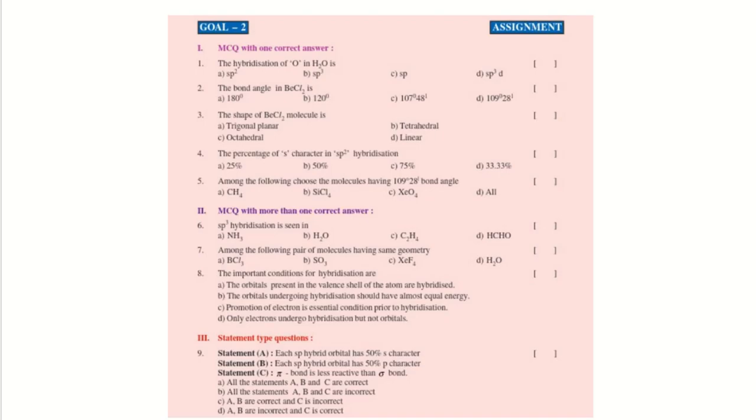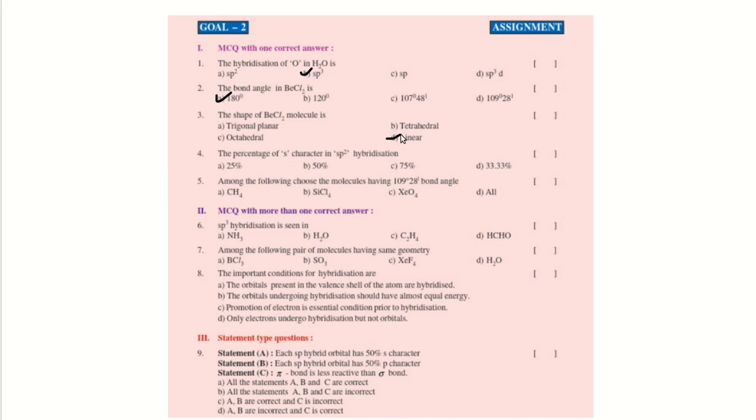Yes, so first question is the hybridization of O in H2O. Option B, it is sp3. Okay, and the bond angle of BeCl2 is 180 degree, option A. And the shape of BeCl2 is linear.